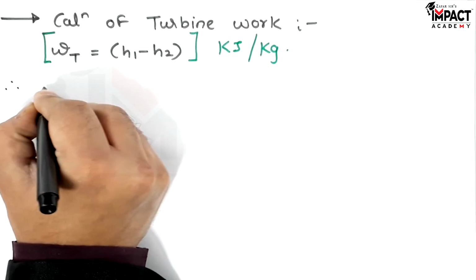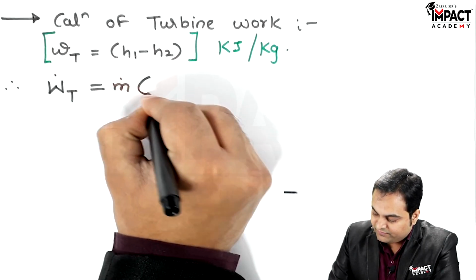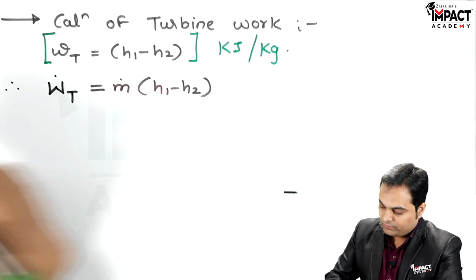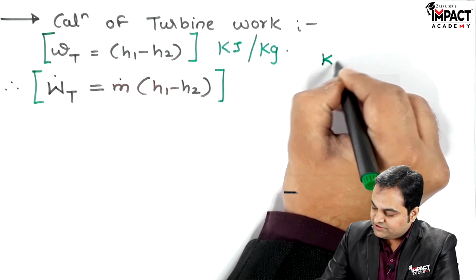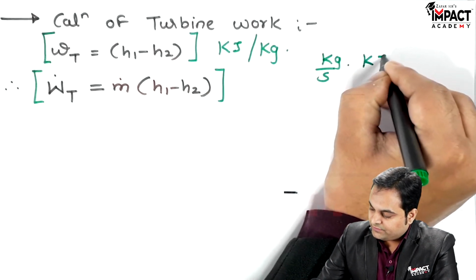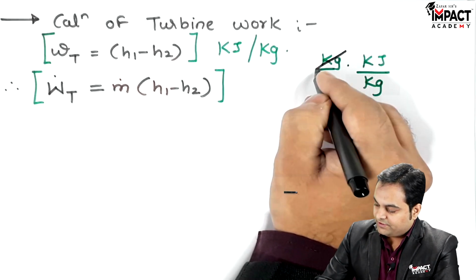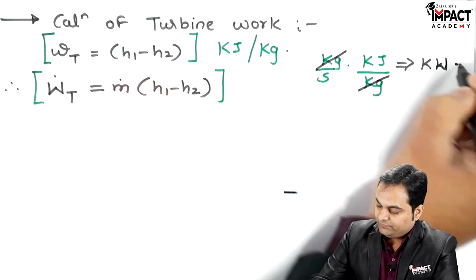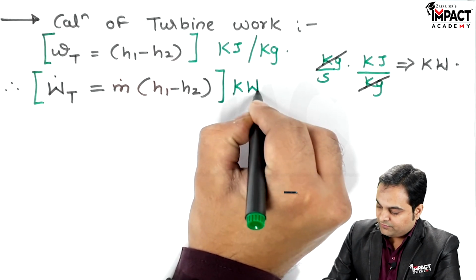So therefore Wt, or the power which is produced by the turbine, will be m dot, since the mass flow rate of steam is given, into H1 minus H2, and the unit will be m dot in terms of kg per second into H1 minus H2, it is kilojoule per kg specific enthalpy. From the numerator and denominator, kg will get cancelled out, so kilojoule per second is equal to kilowatts. So the unit which I am going to get here for the turbine shaft work is in terms of kilowatt.